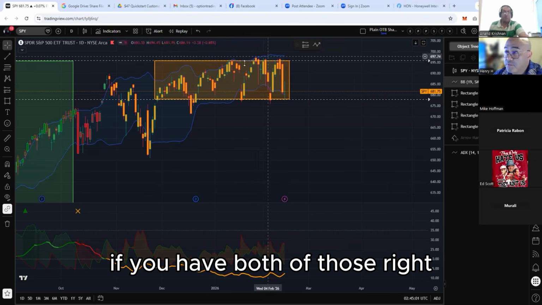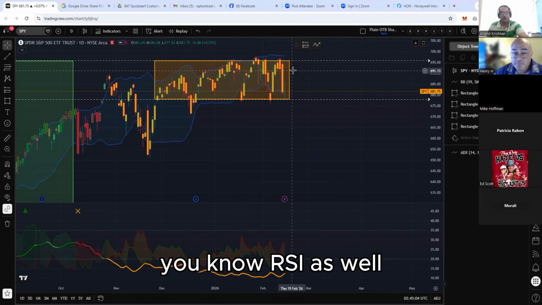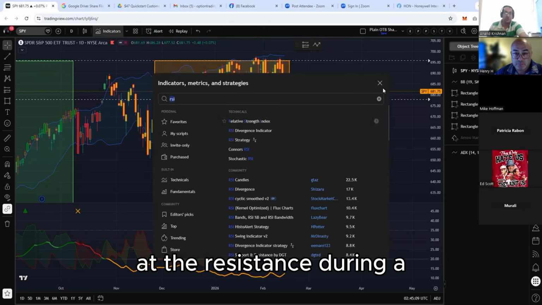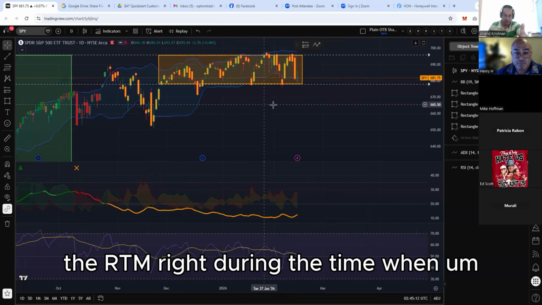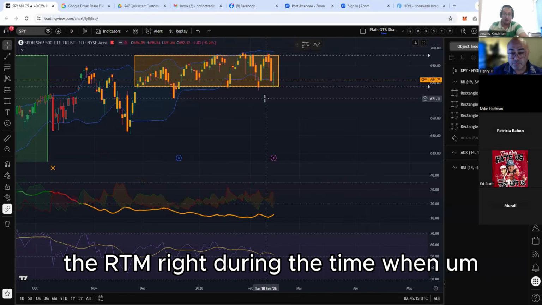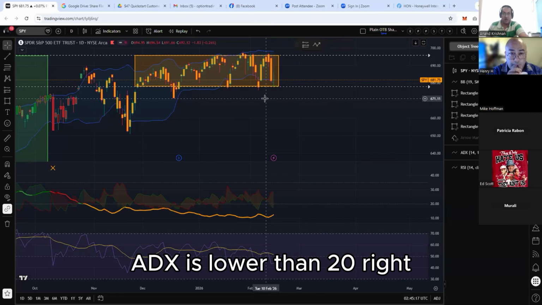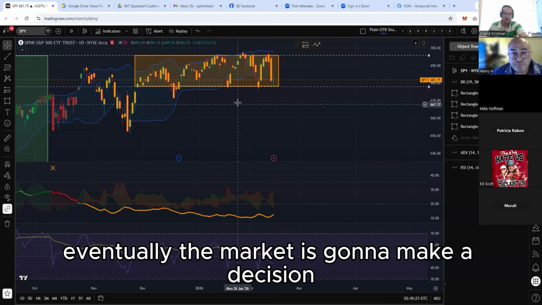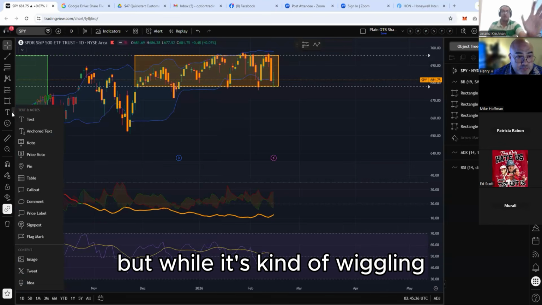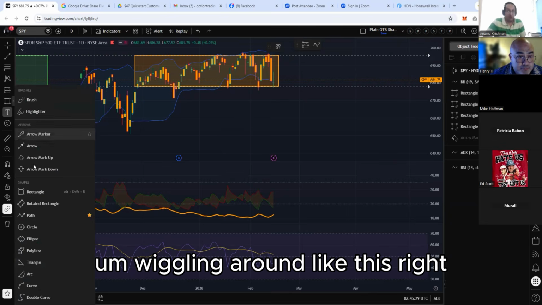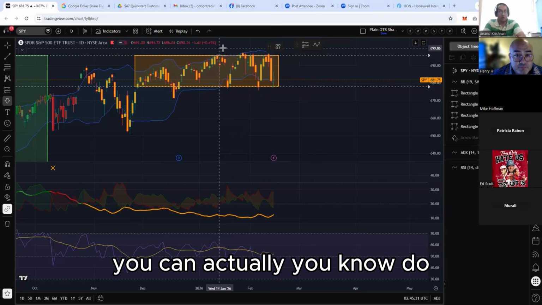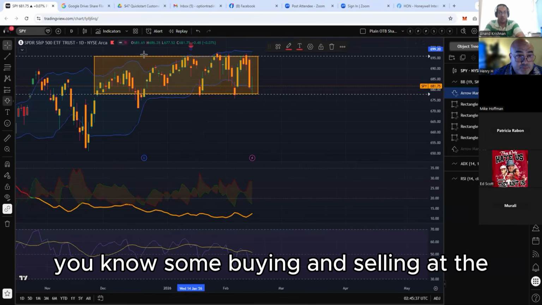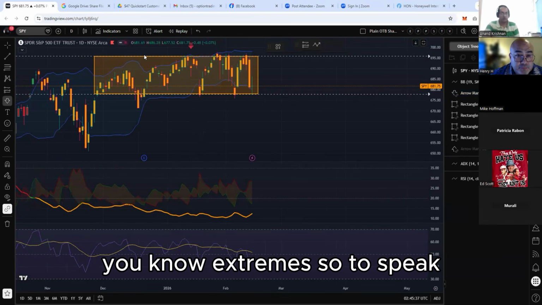If you see both of those, and of course you can also look at the RSI as well, and if that is also showing overbought at the resistance during the RTM, during the time when ADX is lower than 20, it will usually at least pop down to the averages. Of course, eventually the market is going to make a decision either to the upside or the downside, but while it's wiggling around like this, you can actually do some buying and selling at the extremes, so to speak.